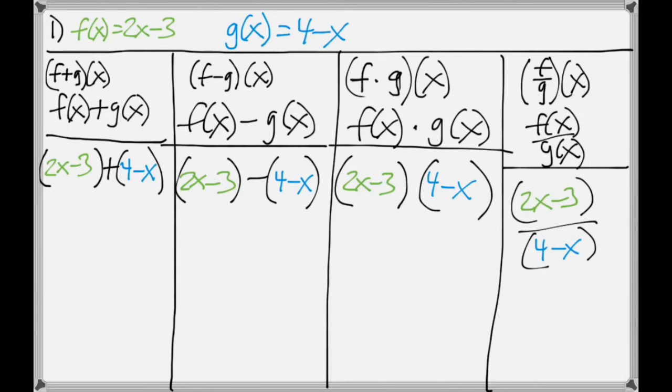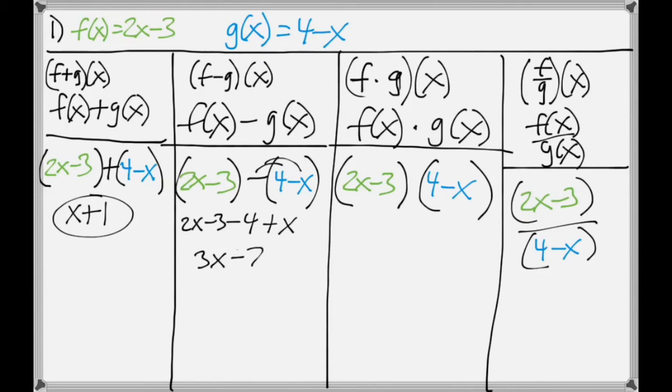So here, if you add these up, this is going to get you x plus 1, and that'll be your answer. Here, with the negative sign, we are going to have to distribute that, which means it's going to be minus 4 plus x. So you'll get 3x minus 7.